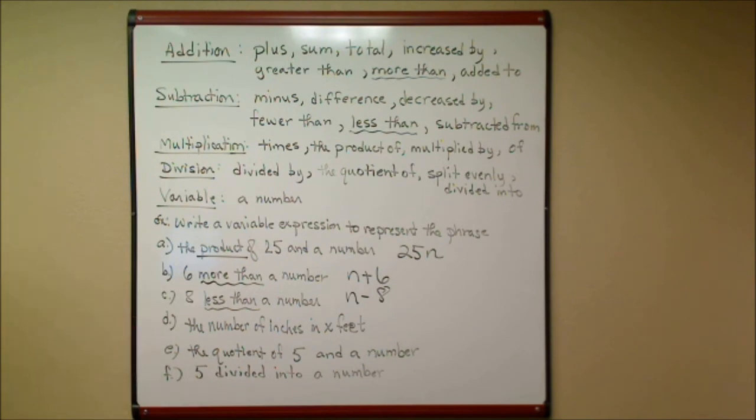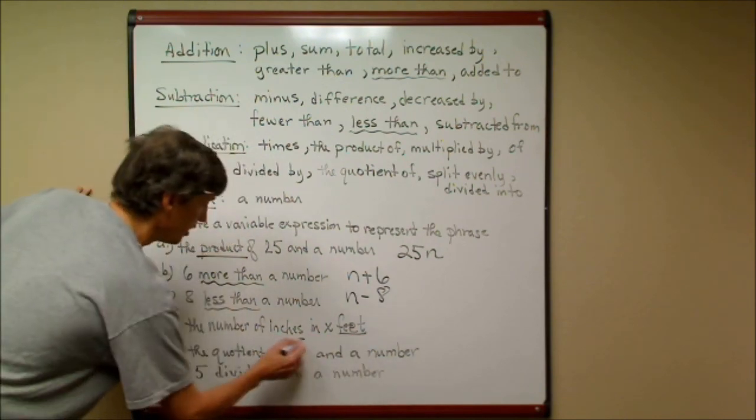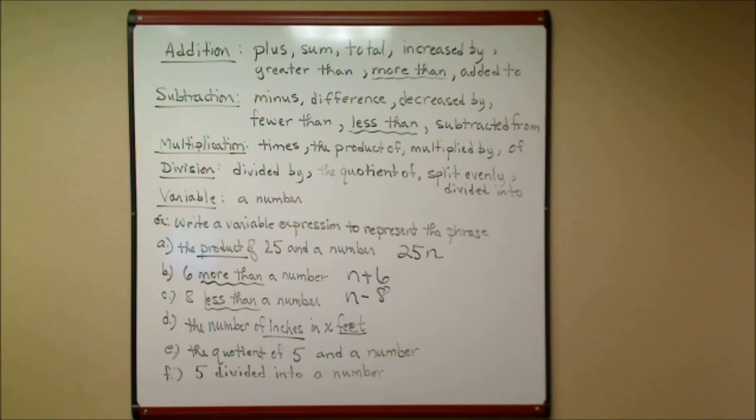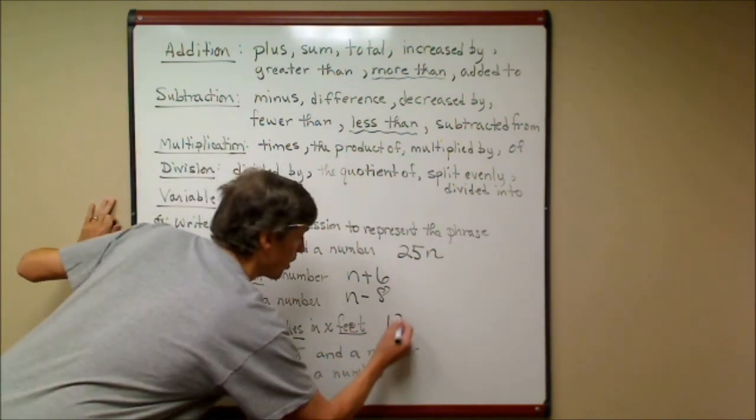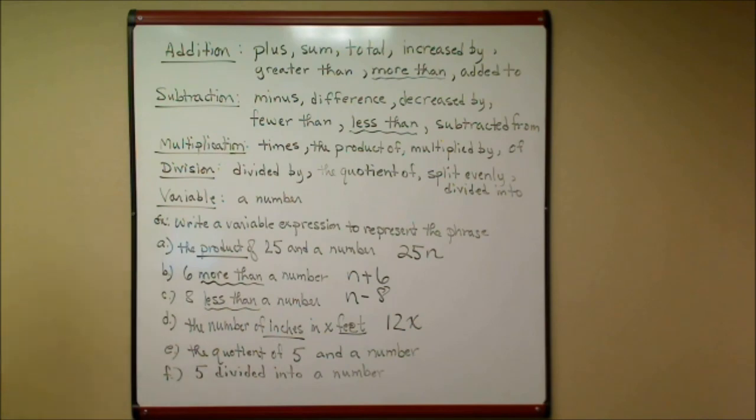All right, in this case: a number of inches in x feet. There's no operation sign given here, but we do know that when you convert feet into inches, there are 12 inches to a foot, so however many feet you have, you're going to multiply it by 12. That part you'd have to interpret from reading the statement. So this is going to be 12 times x.